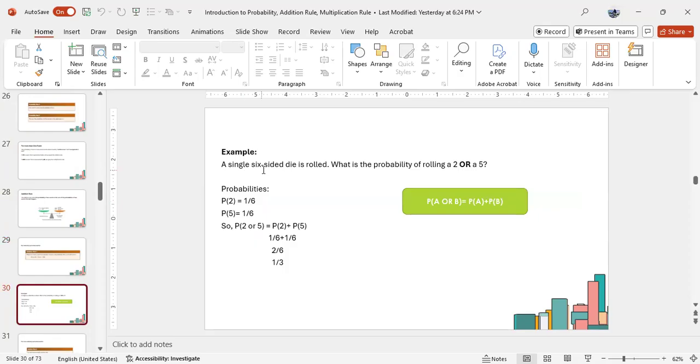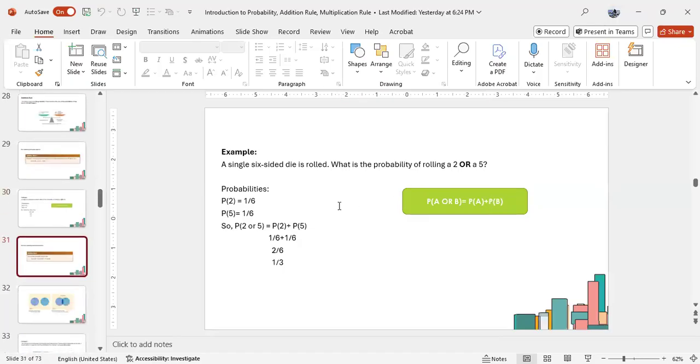A single 6-sided die is rolled. What is the probability of rolling 2 or 5? Probability of having 2 would be 1/6. Similarly, probability of 5 would be 1/6 because there are 6 sides of a standard 6-sided die and 2 is written only on one side. Similarly, 5 is written only on one side. So probability would be 1/6 for both of these. So probability of 2 or 5 is equal to the simple sum of both probabilities, and after doing simple math calculations, we have the answer of 1/3. This is the formula that applies here.